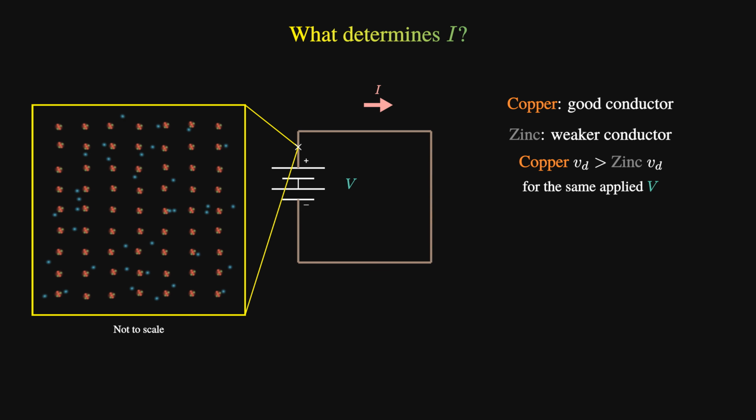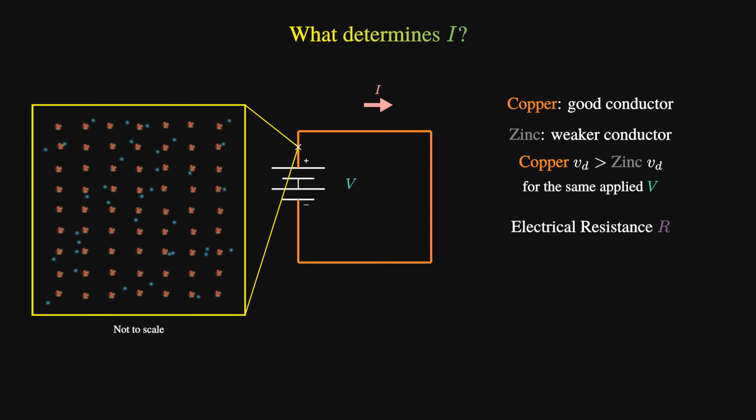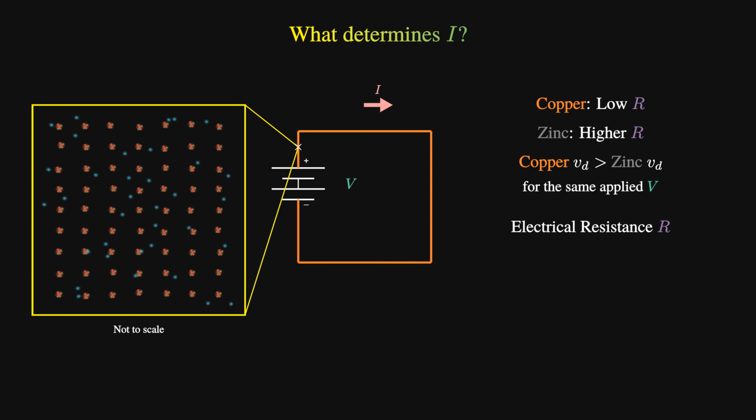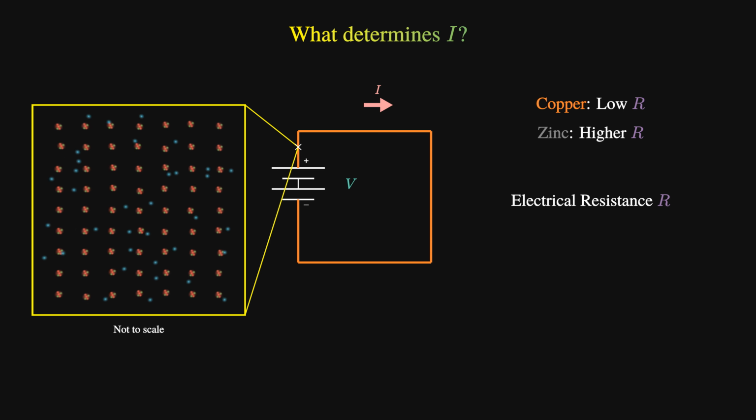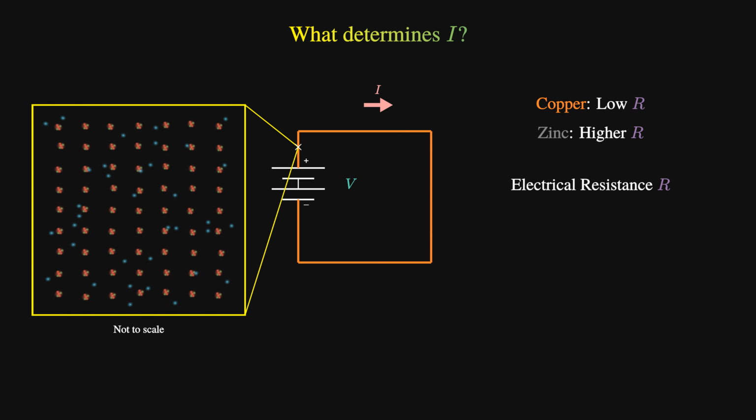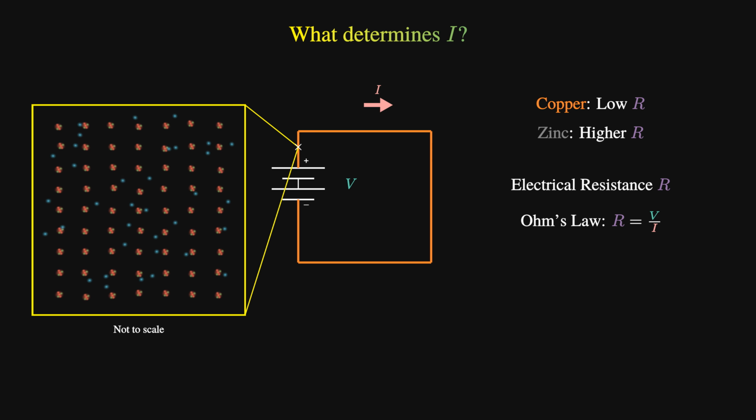We therefore say that the zinc wire has a higher electrical resistance than the copper wire. We denote resistance with a capital R. The electrical resistance of a component is simply the ratio between the potential difference applied over it and the resulting current going through it. In other words, R equals V over I. This is known as Ohm's law, named after German physicist Georg Ohm, who measured how the current through a material varies as the potential difference varied.